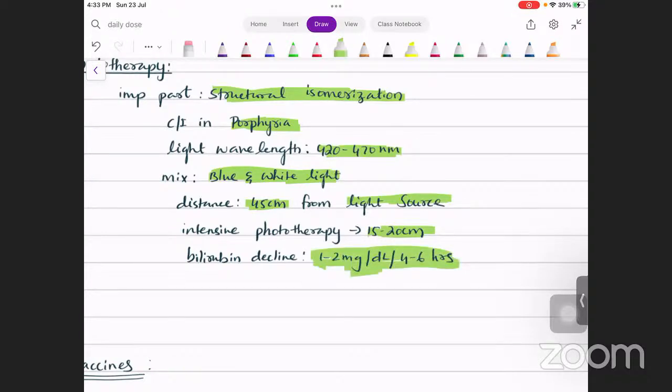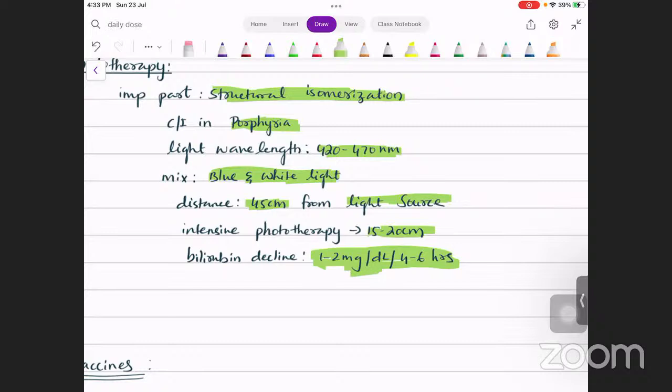The most important part in phototherapy is structural isomerization. It is contraindicated in porphyria patients because the light can cause consequences in porphyria patients. Apart from that, a light wavelength of 420 to 470 nanometers should be used, and it should be a mixture of blue and white light. The distance should be 45 centimeters from the light source. Intensive phototherapy should be 15 to 20 centimeters from the light source.